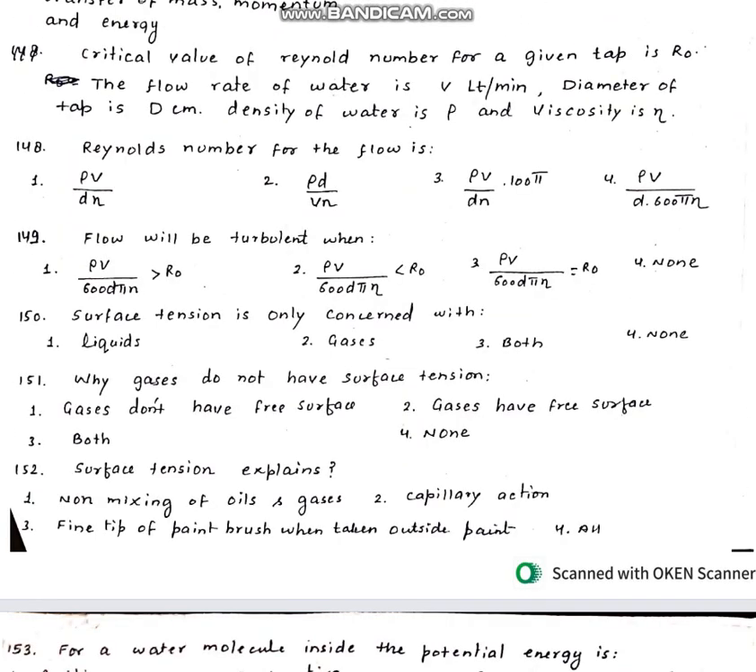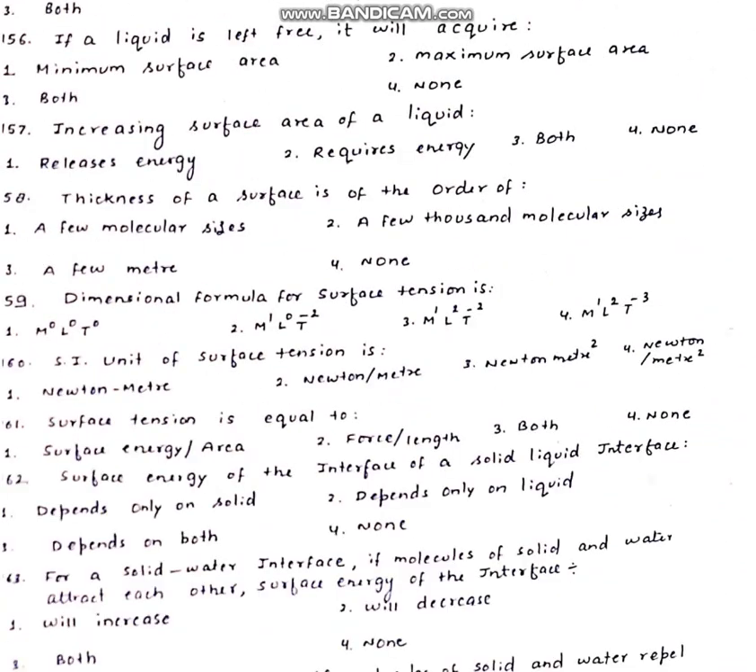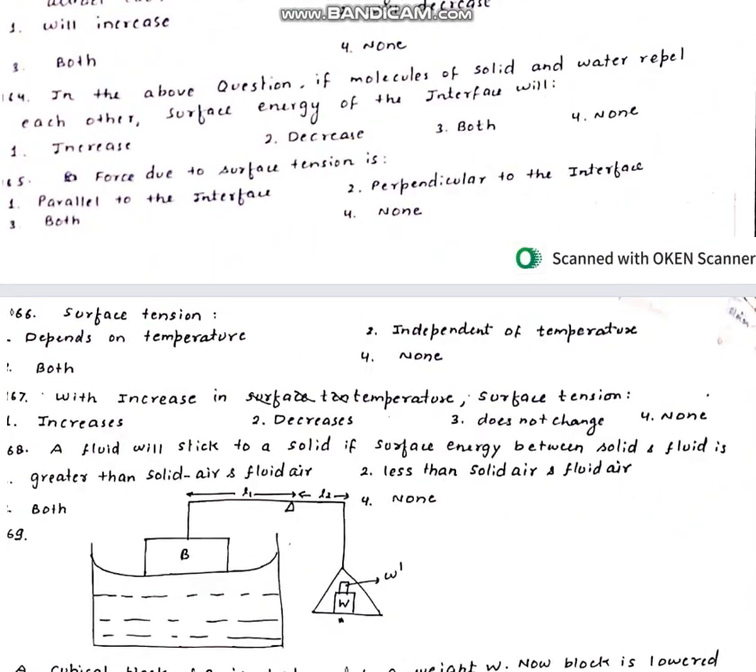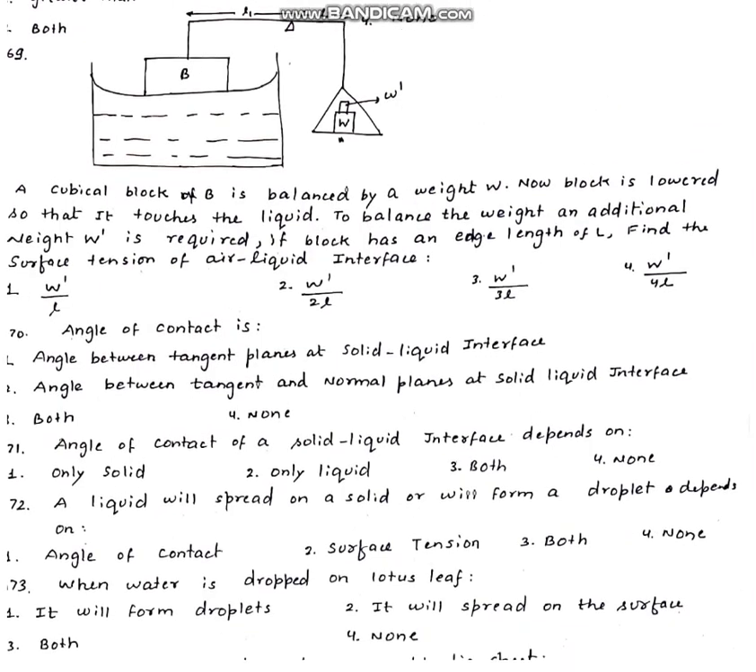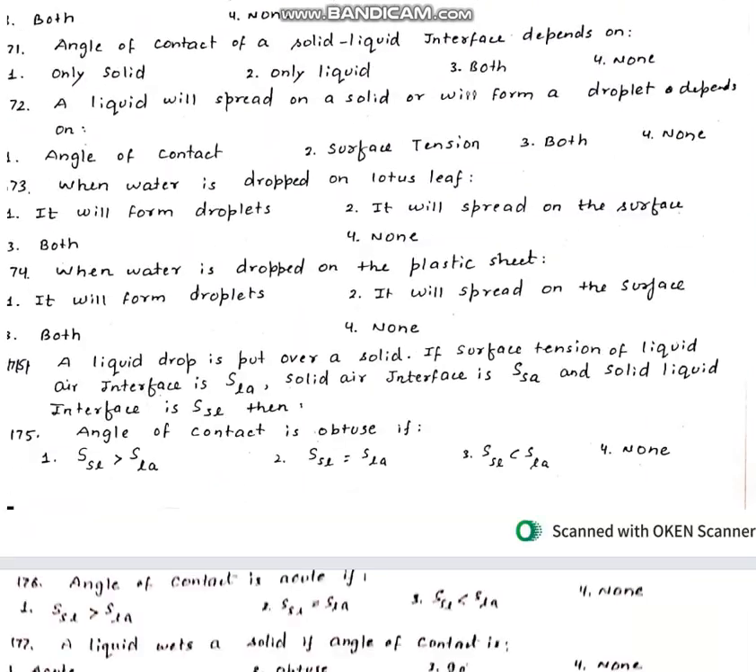Then we have conditions for turbulent and streamline flow. Then we have concept of surface tension. Then we have different properties of surface tension, factors on which it depends, dimensional formula, SI unit, CGS unit. Then we have a question based on surface tension. Then we have angle of contact between different types of materials.